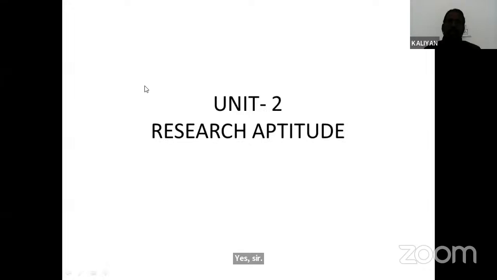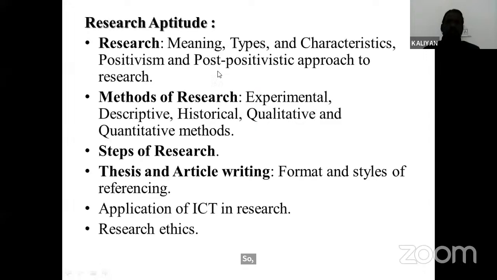Okay, so today I take unit number two, that is research aptitude. Basically, what is research methodology? Based on the research methodology, how do we use it in the teaching field as a research methodology?